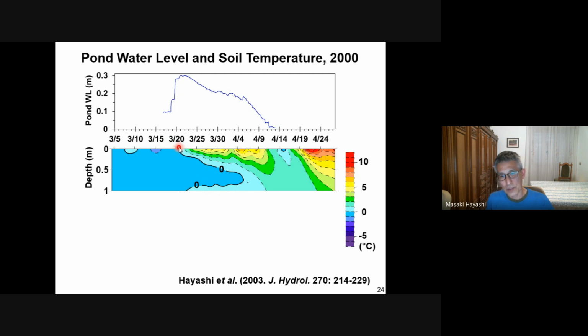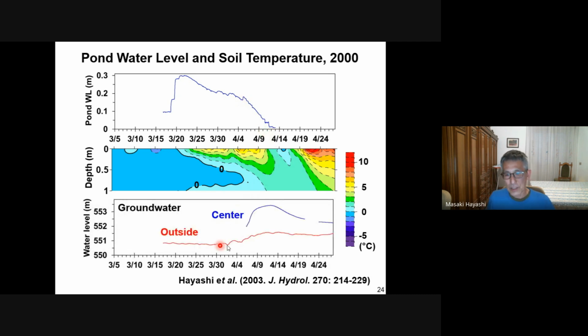It indicates that the soil starts thawing from the top around March 20th, and the thawing penetrates deeper and deeper. Also the soil starts to thaw from the bottom, because this is not permafrost, it's just seasonal frost. Then the two thawing fronts meet around that time, and there's no more frozen soil. So the water has no barrier. Now it can percolate down to recharge groundwater. That's when this steep decline in the water level happens in the pond. And then this is the piezometer water level recorded in the middle of the pond.